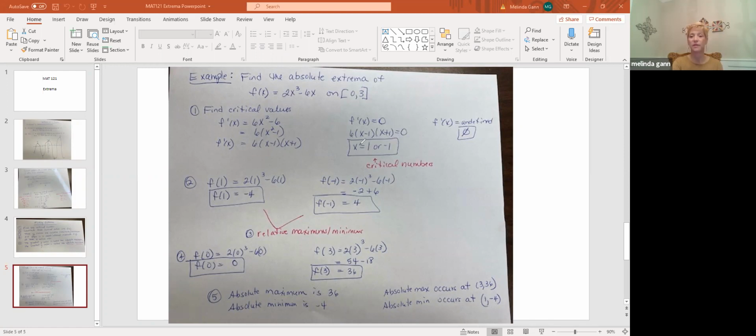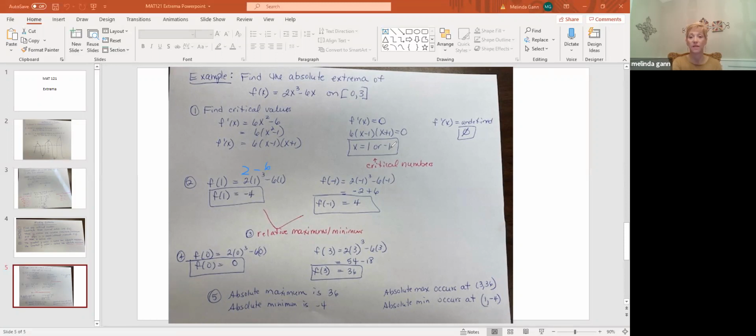Now, step 2 tells you to substitute those x values back into your original equation. So I'm going to plug a 1 in there. So 1 cubed is 1, 2 times 1 is 2. All right, minus, and of course, 6 times 1 is 6. And then 2 minus 6 gives me a negative 4.